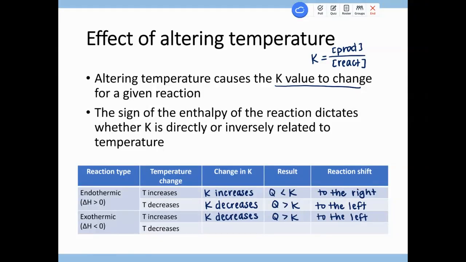Then for an exothermic reaction where we're decreasing temperature, imagine a reaction that produces heat. If you add it to a flask and you feel the outside of the flask, it's hot. You then put the flask into an ice bath, you're removing energy from that system. From an exothermic reaction, that's like removing a product, which will cause the reaction to produce more product. So K increases, increasing the concentration of product. And so the reaction will shift to the right.